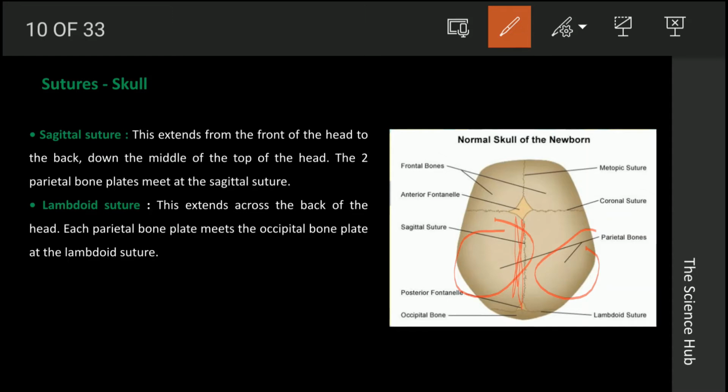Lambdoid suture: this extends across the back of the head. Each parietal bone plate meets the occipital bone plate at the lambdoid suture. जो भी लास्ट हमारा है मतलब एक पैराइटल बोन दूसरे ऑसिपिटल बोन से किसके थ्रू अटैच है, that is the lambdoid suture.